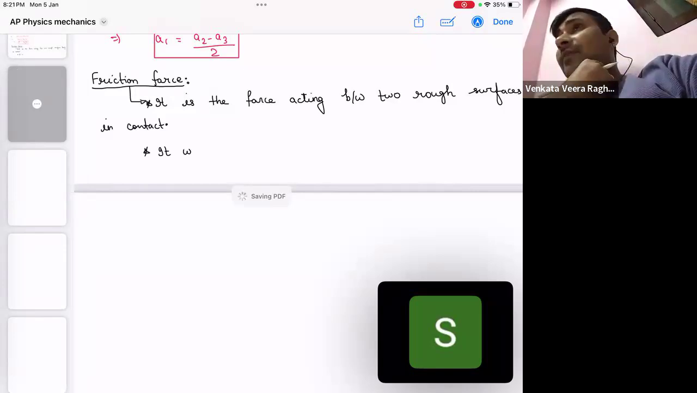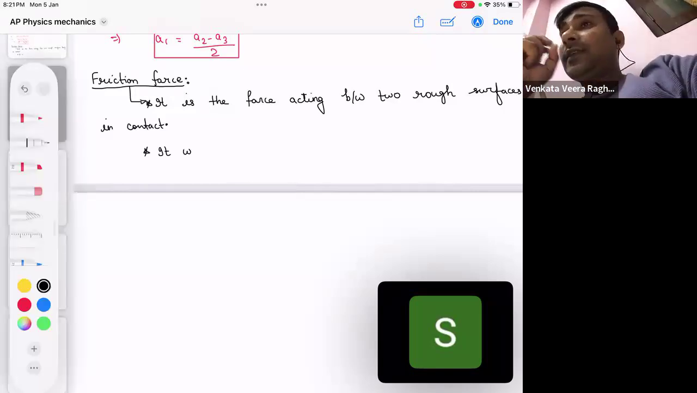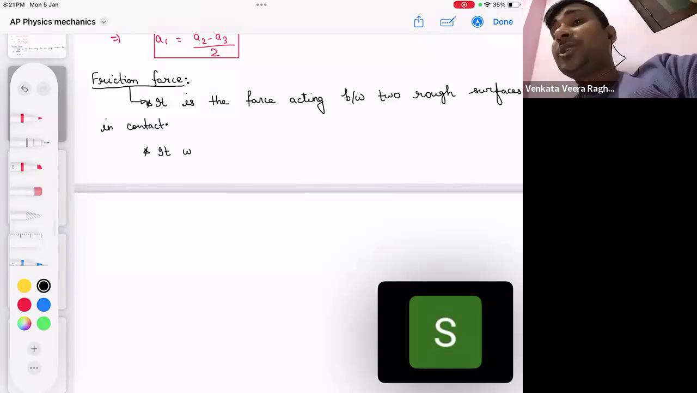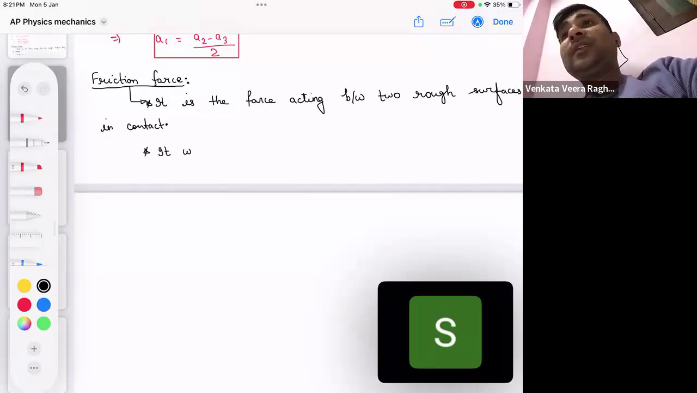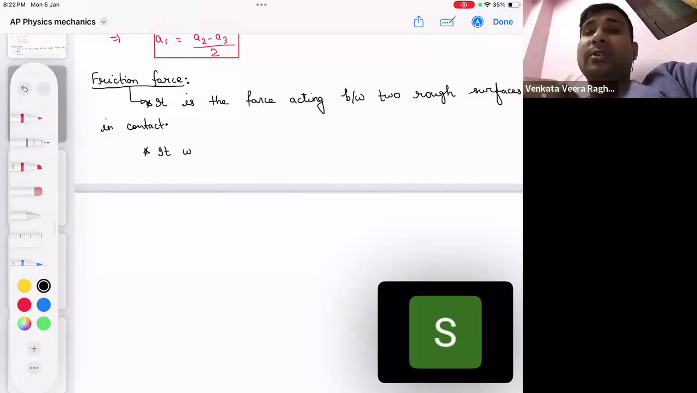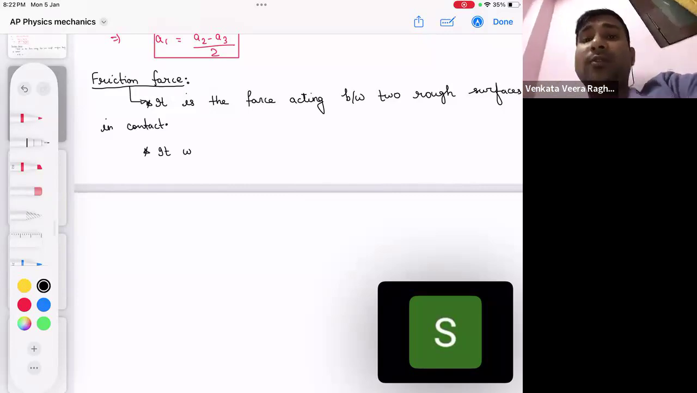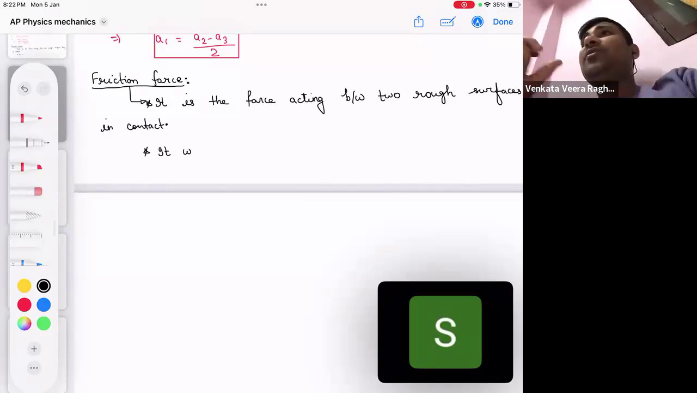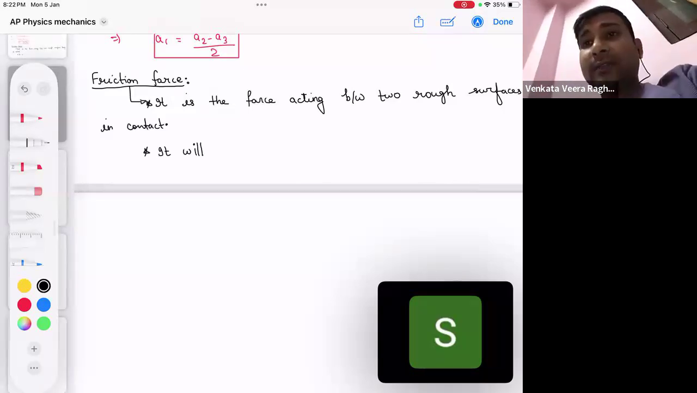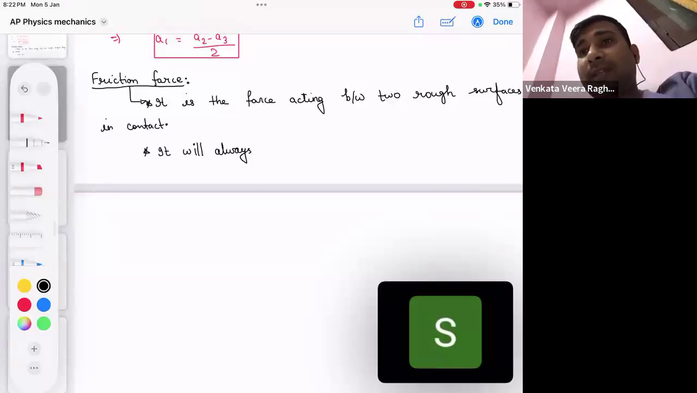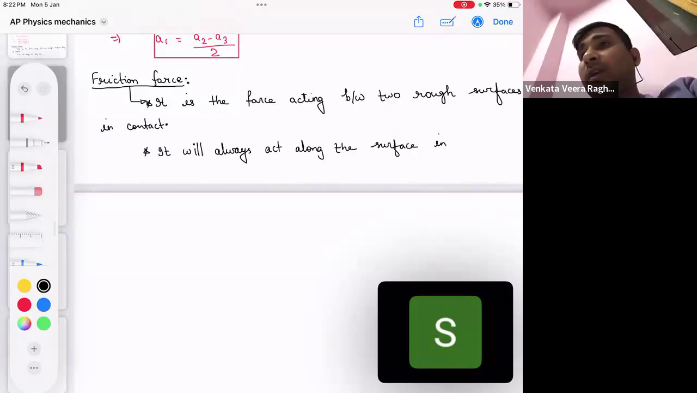Is that clear? All the types of forces we have seen now have fixed directions, like normal is always perpendicular to the surface and pushing the object away. Tension is always along the string pulling the object. So all these forces have a fixed type of direction. And friction will always act along the surface in contact.